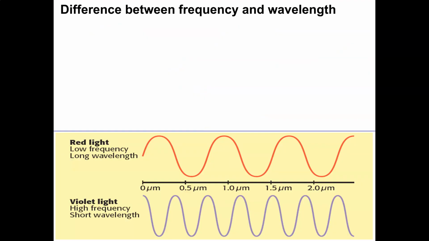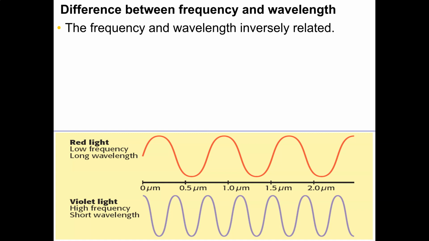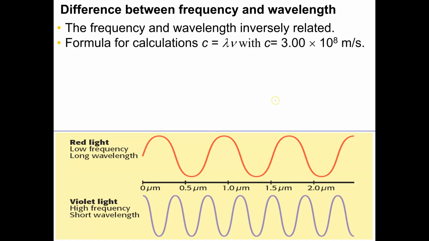All right, difference between frequency and wavelength. Frequency and wavelength are inversely related. The formula for calculating it is this. This is a very important formula. This tells you that when you multiply the wavelength times the frequency, it equals the speed of light. That's what c is. C is the speed of light. And you're asking, what's the speed of light? This is the speed of light. Now, something you need to be aware of is that this is a constant. This is going to be given to you.